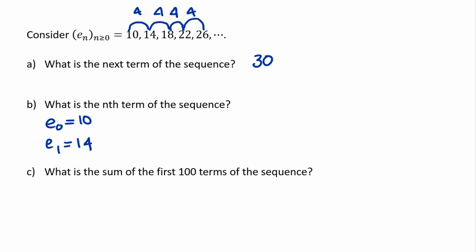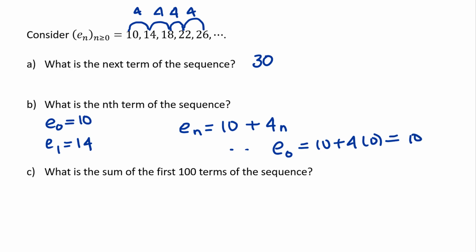So if we are looking for the nth term of the sequence, which would be E sub n, that's going to be, well, we start at 10 and add a factor of 4 each time. So we would do 10 plus 4n, and then let's check. If I do E sub 0, then I get 10 plus 4 times 0, which is 10, and it checks with the sequence. So here's the nth term of the sequence.